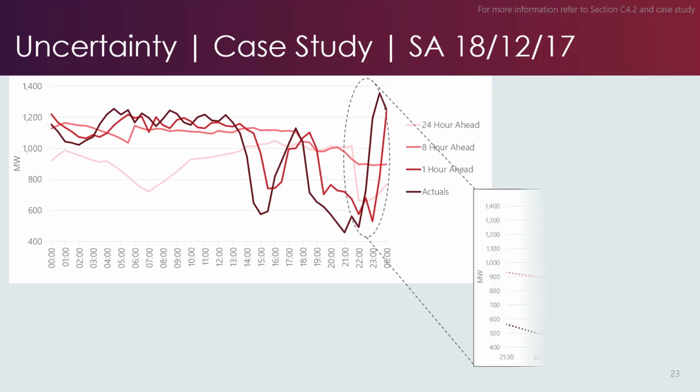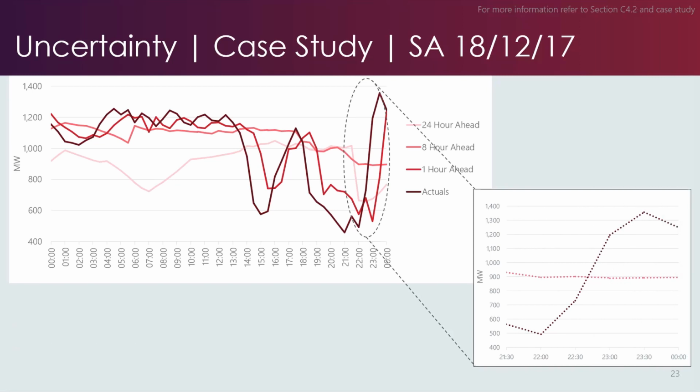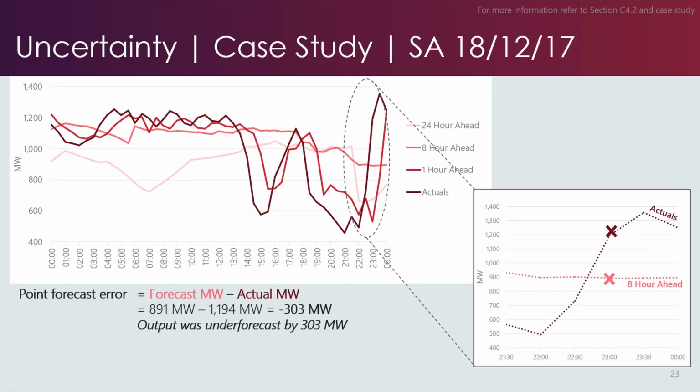So let's zoom in on this case study figure we've been looking at, at a point where there's a little bit of variability. Starting with the point forecast error, this is calculated as the difference between two single points. Let's take the 8 hour ahead point forecast error for 2300. The 8 hour ahead forecast was for 891 megawatts, but what actually transpired at that time was an output of 1194 megawatts. So we under forecast by 303.